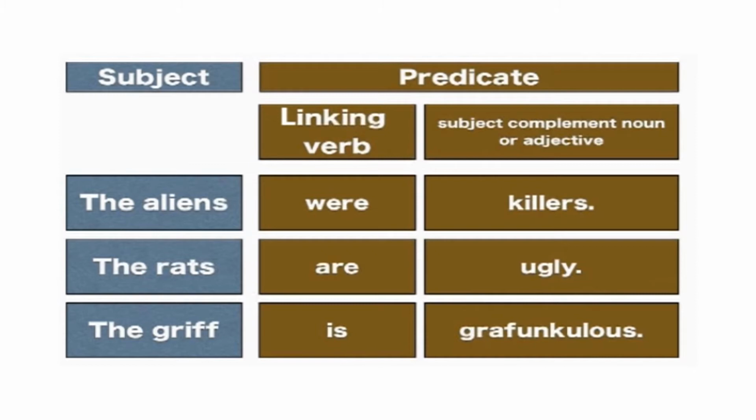Of these three criteria, the first one, agreement, is the most reliable. The subject in English and many other languages agrees with the finite verb in person and number, and sometimes in gender as well. The second and third criteria are merely strong tendencies that can be disregarded in certain constructions.